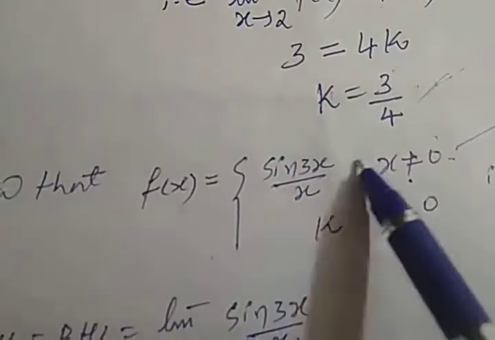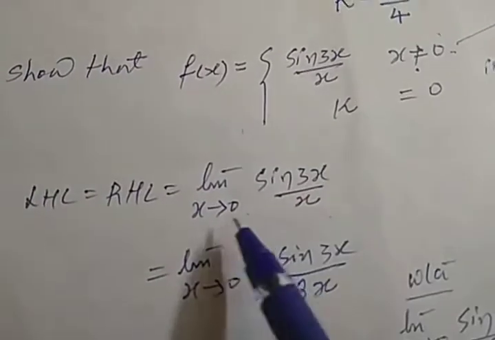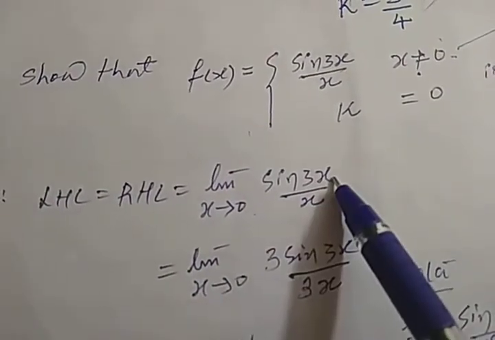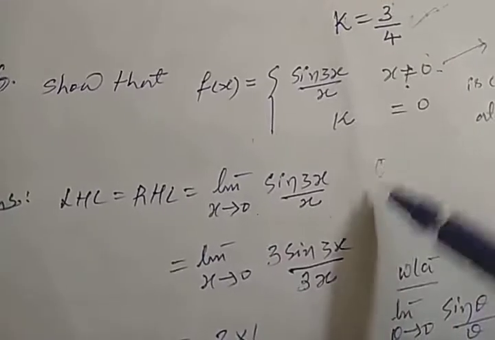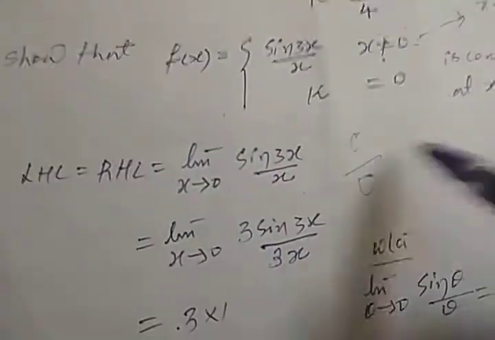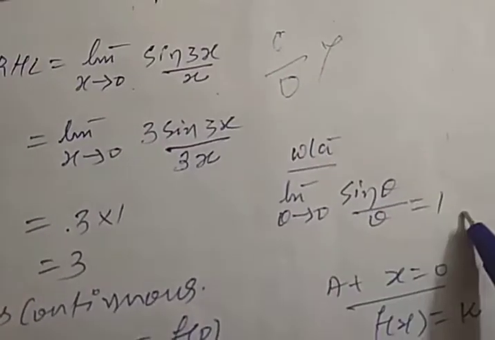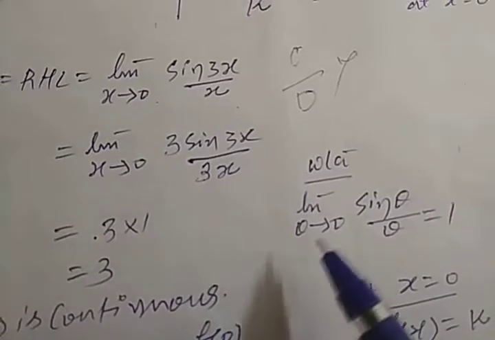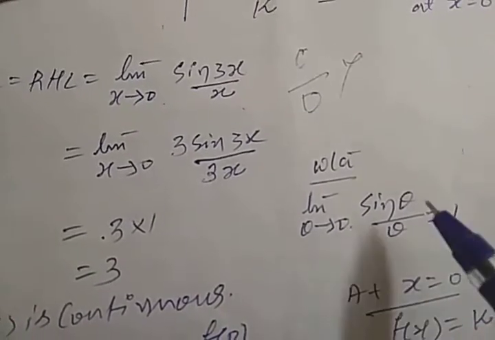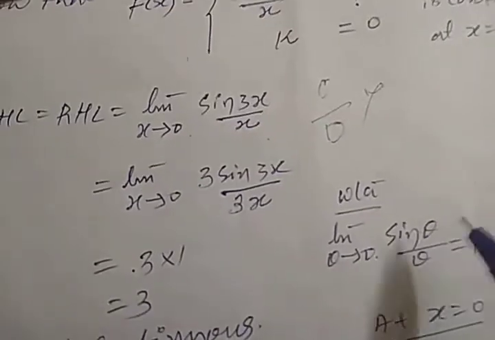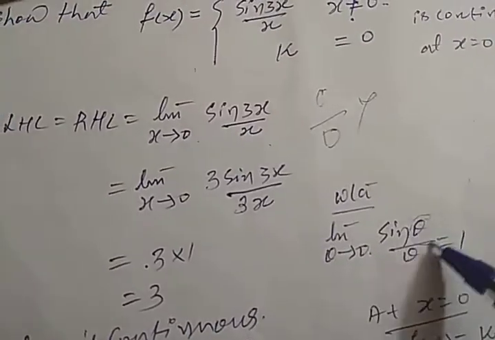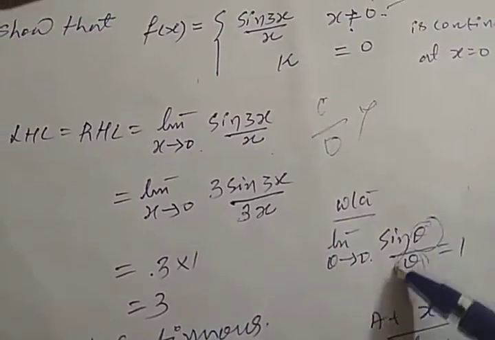Simply you can write limit as x tending to 0 of sin 3x by x. Very important: if you replace x by 0, this becomes sin 0 by 0, which is 0 by 0, indeterminate, not acceptable. That's why we have one standard result: limit as theta tending to 0, sin theta by theta is 1. The angle theta should be the same in both places, then that value becomes 1.